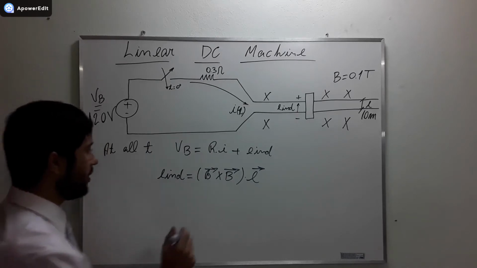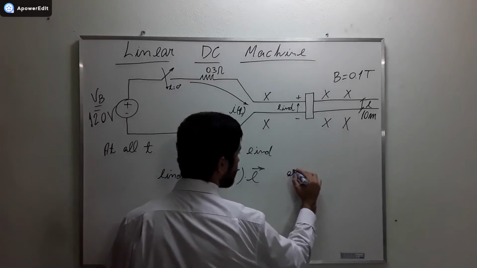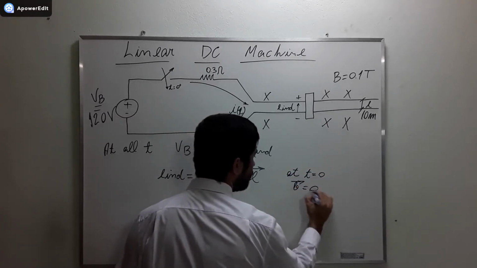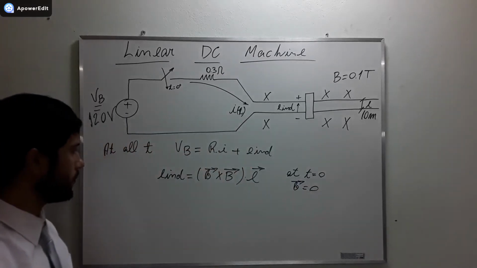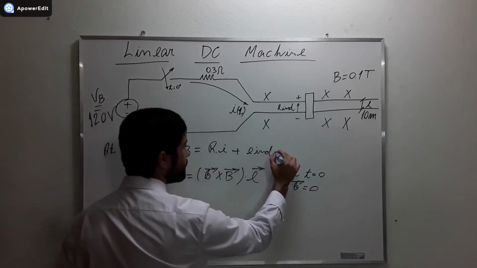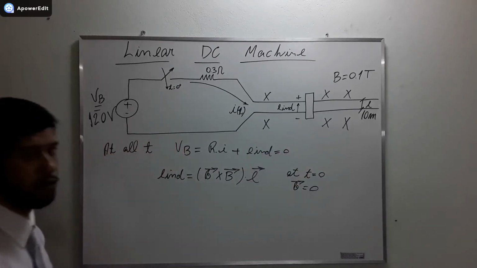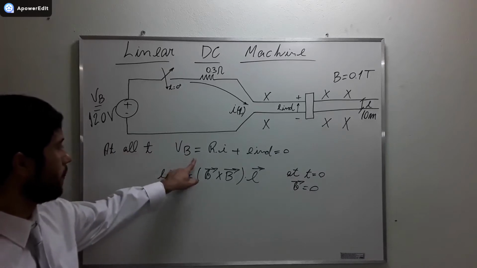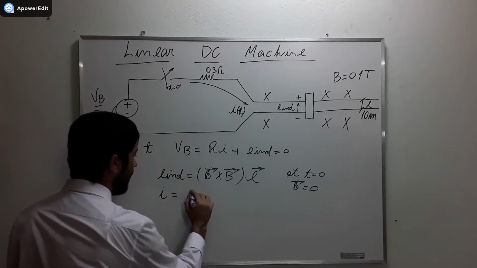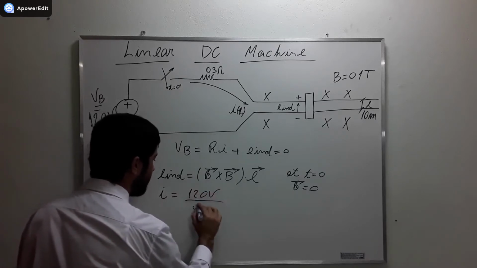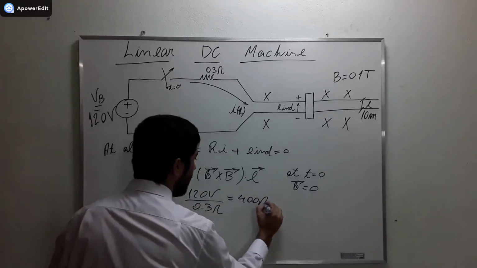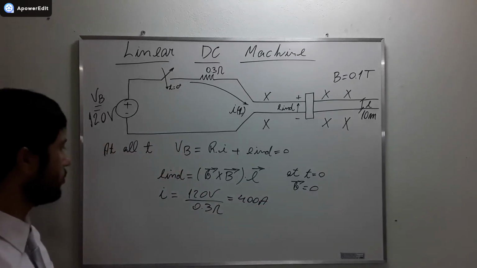But at t equal to 0, the velocity is equal to 0 too. Okay? Then the induced voltage is going to be equal to 0. If the induced voltage is equal to 0, then we can find the starting current to be 120 volts divided by 0.3 ohms, which is 400 amperes. Alright? Do you understand what I say?